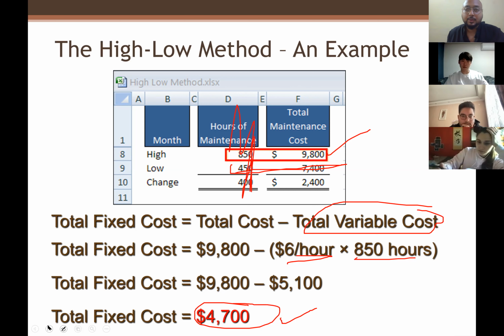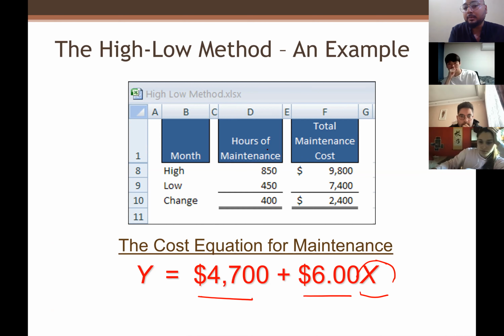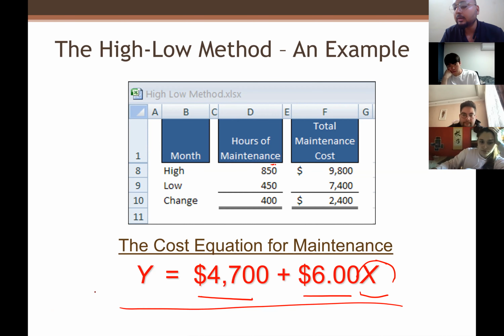Yes, sir. Good. So we can also develop the equation method like that. A plus bx. A is a fixed cost. So fixed cost we found is 4,700. B is your variable cost per unit, and x is the amount of hours. So you can easily develop this equation for the rest of the things. Even if the hours are in between 851, 900 or 500, you can easily find out what will be the total mixed cost, right? You can extrapolate that as well.